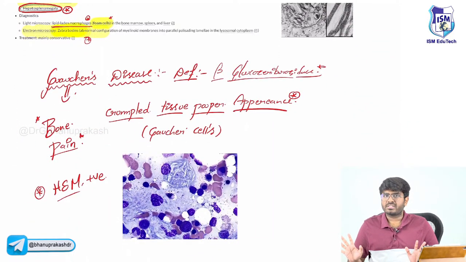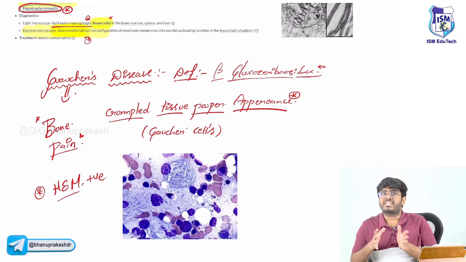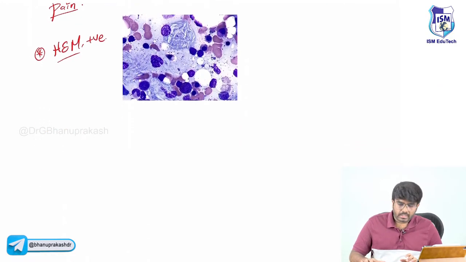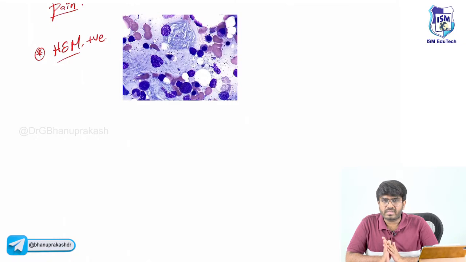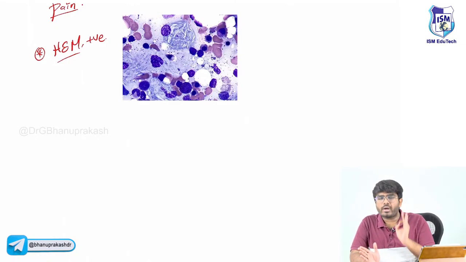If you know this much, Gaucher disease is enough. Bone pain, hepatosplenomegaly, avascular necrosis, beta-glucocerebrosidase deficiency. So glucocerebroside levels are going to be elevated, and that will cause Gaucher cells. You will see the Gaucher cells with a crumpled tissue paper appearance. Now, autosomal dominant diseases and autosomal recessive disorders, the important points for your exams are completed.